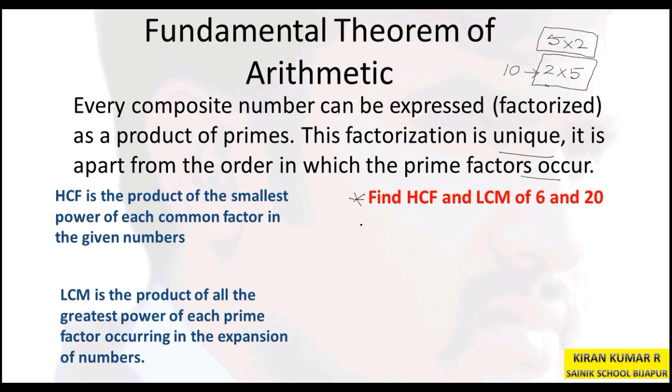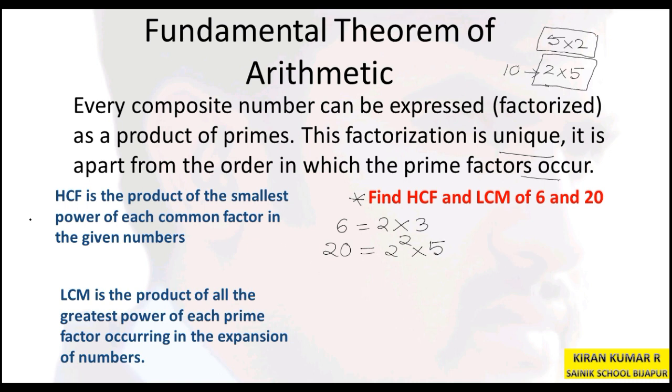Using this fundamental theorem of arithmetic, we can find the highest common factor and the least common multiple of two positive numbers. Let us take an example of finding the highest common factor and the least common multiple of 6 and 20. Let me express 6 as the product of primes, it is 2 into 3, and 20 is 2 square into 5.